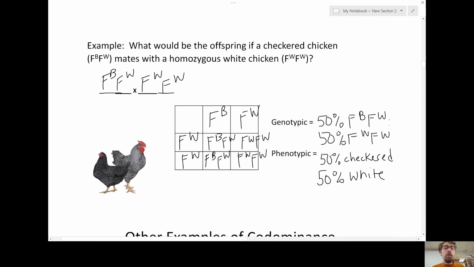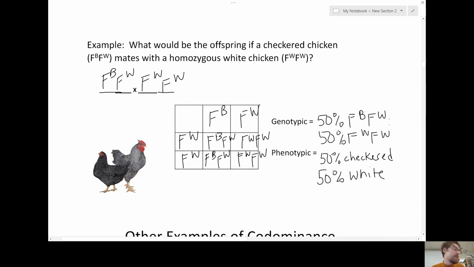For the next example, we have a checkered chicken breeding with a homozygous white chicken. So again, we follow the same rules of the Punnett square. So F^B F^W on top, F^W F^W on the side. We end up with a genotypic ratio of 50% checkered, or 50% F^B F^W, 50% F^W F^W, and a phenotypic ratio of half checkered, half white.